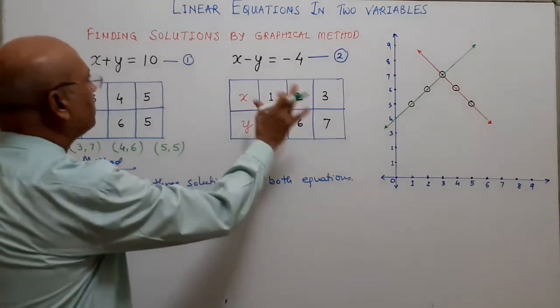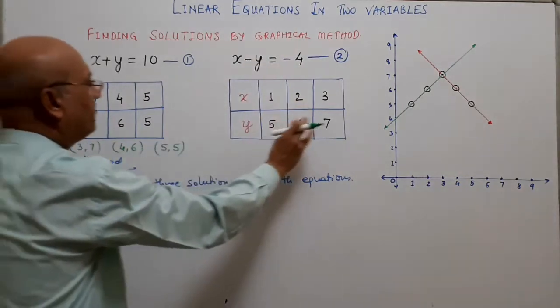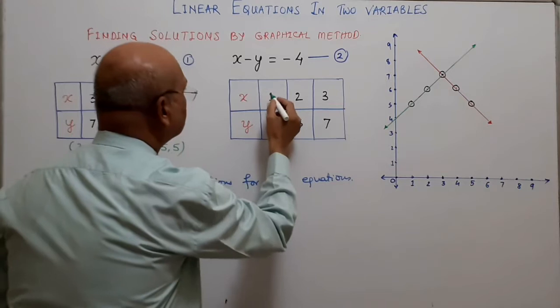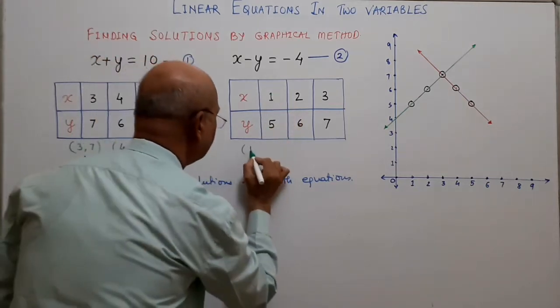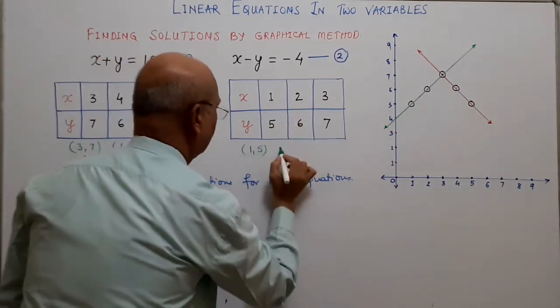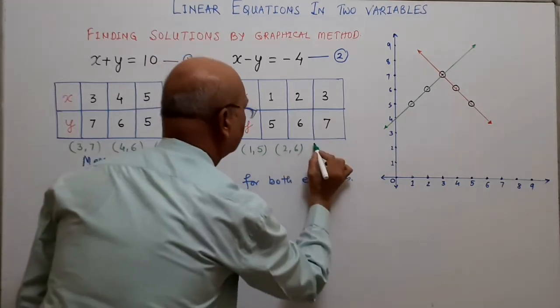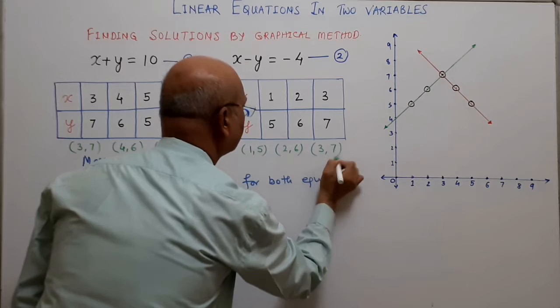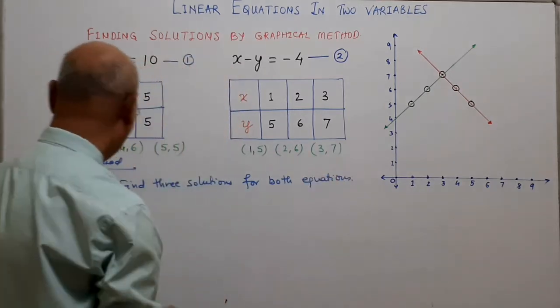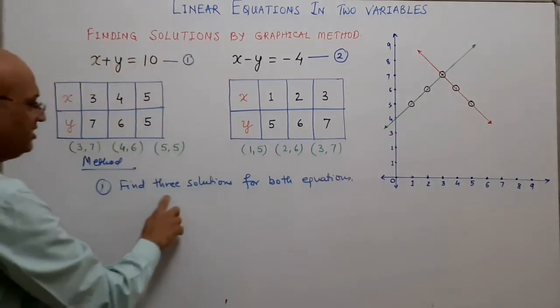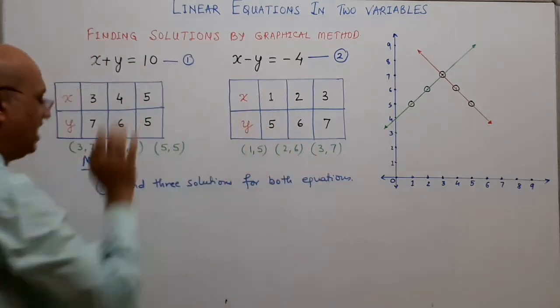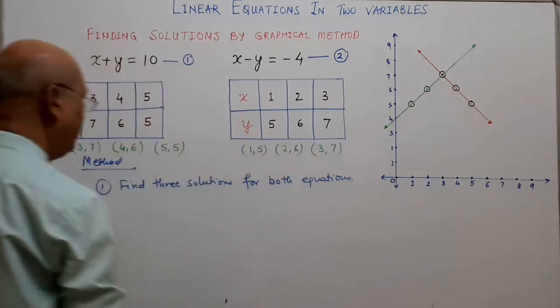Same here, for this equation we have found three solutions. First is (1, 5), so I write here 1 and 5. Second is (2, 6), and the third is (3, 7). So the first point is clear: we have found three solutions for both equations.